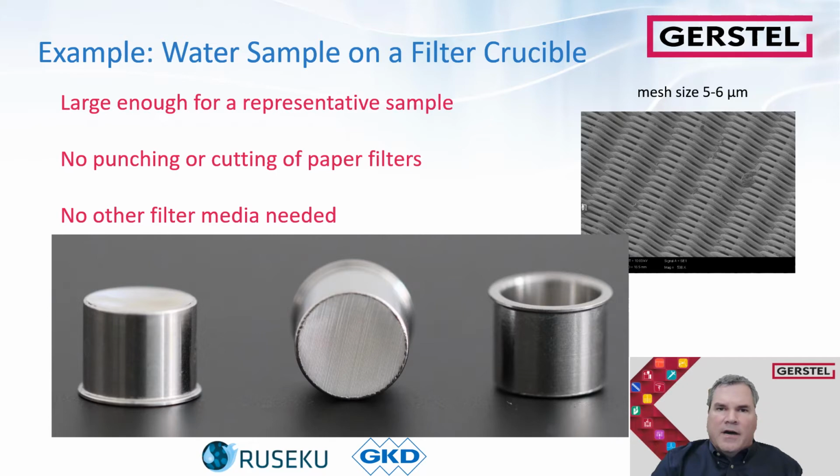So to give you an idea how this works, you would take a water sample through a filter crucible, for example, a surface water sample. You collect the microplastics that get caught in this crucible filter. This is very nice because there's no punching or cutting of paper filters needed now, and this is suitable to go straight into the TGA.